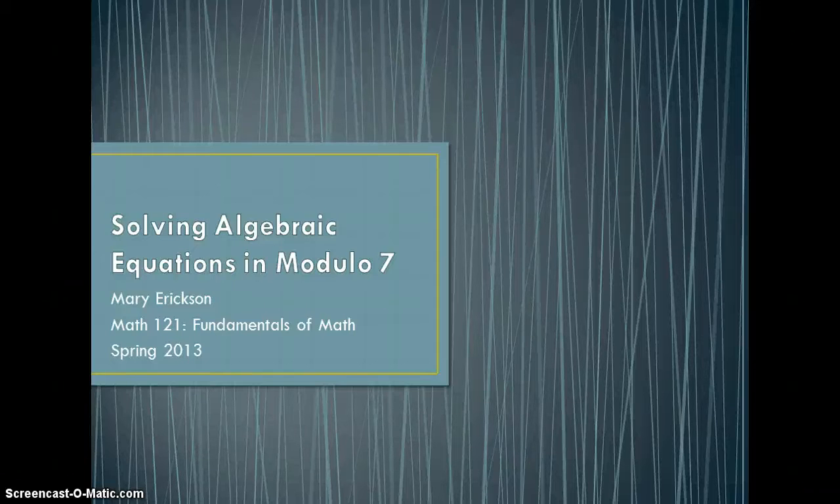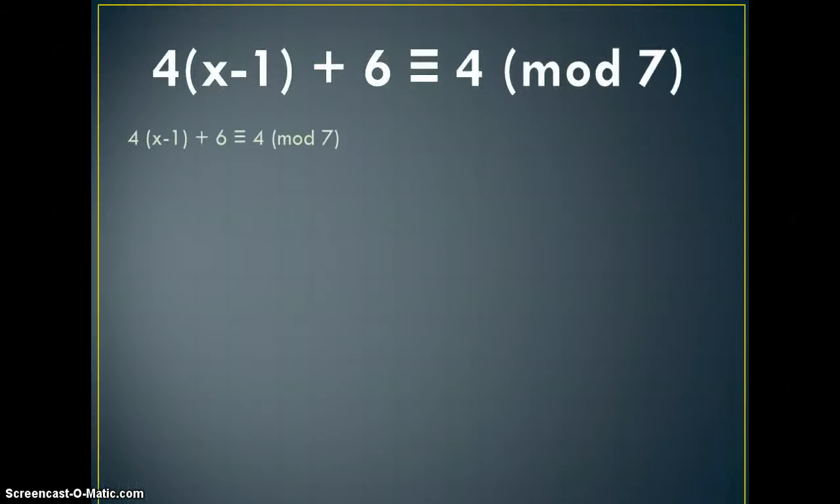All right, we're going to be solving algebraic equations in modulo 7. The first equation we're going to work on is 4 times (x minus 1) plus 6 is congruent to 4 mod 7.